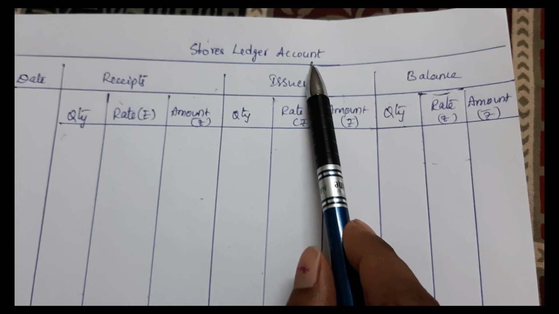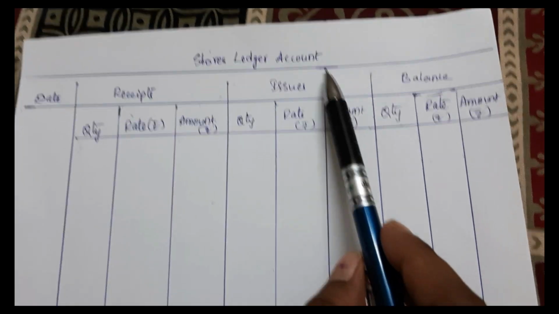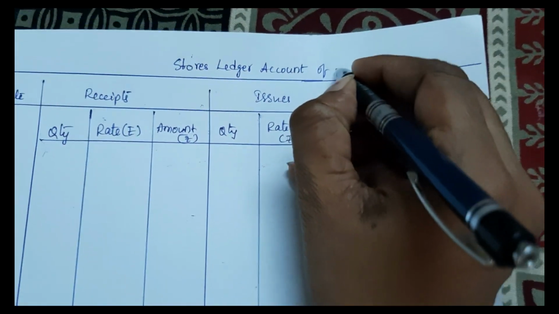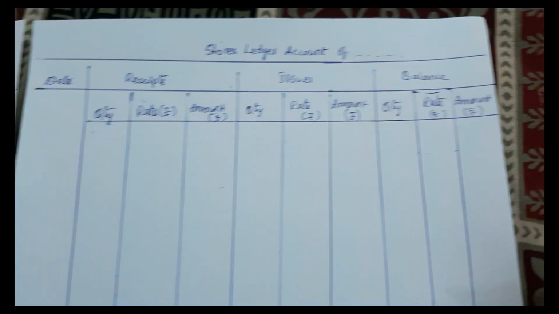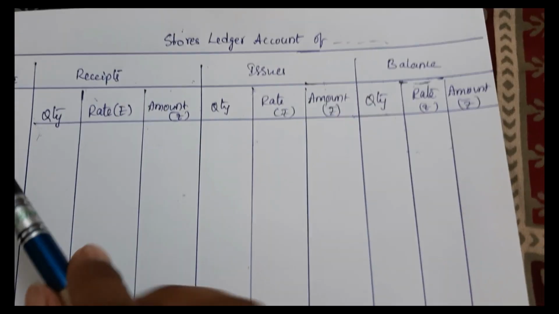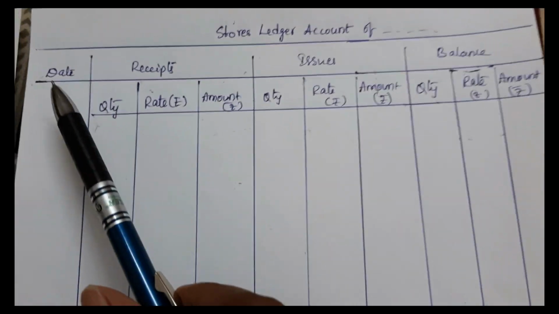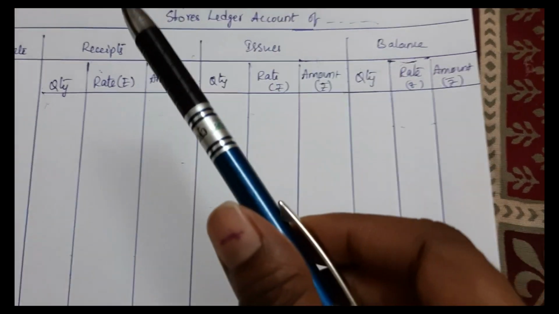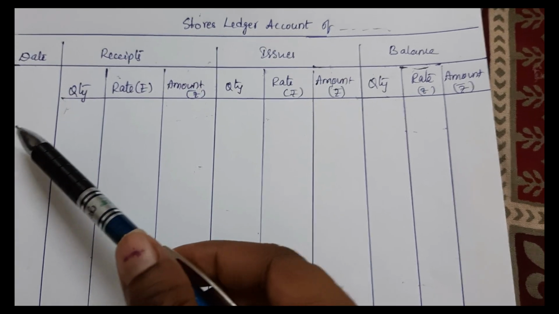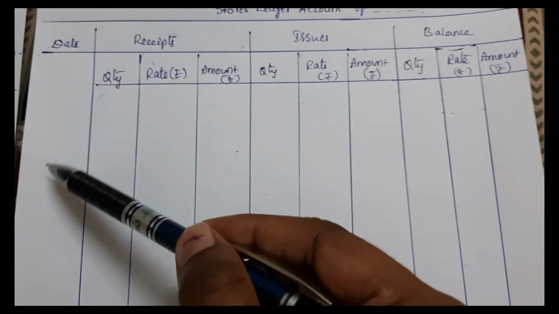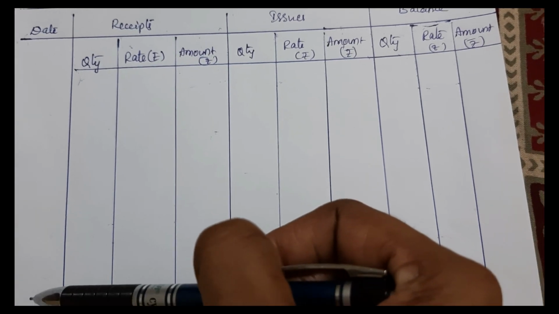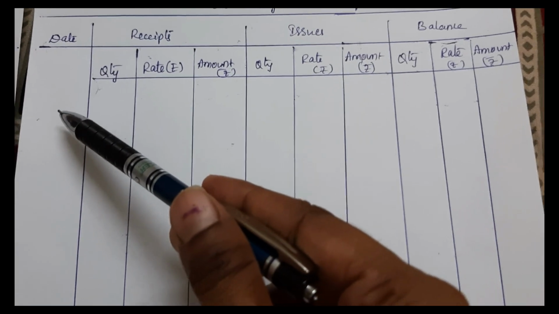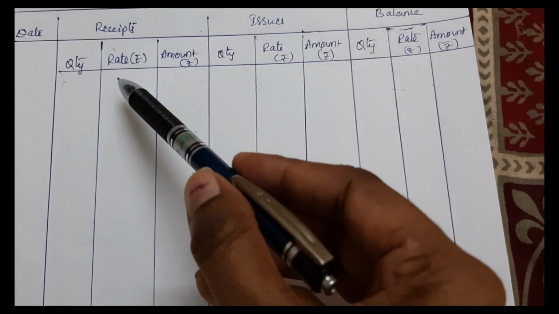So this is a stores ledger account. If name of the business is given, then you should write stores ledger account of so and so company. So which will be having 4 columns: date column, receipts column, issues column, and balance column. And under date we will write the date of transaction, whether we bought the material or we issued the material. So the corresponding date we have to mention here.